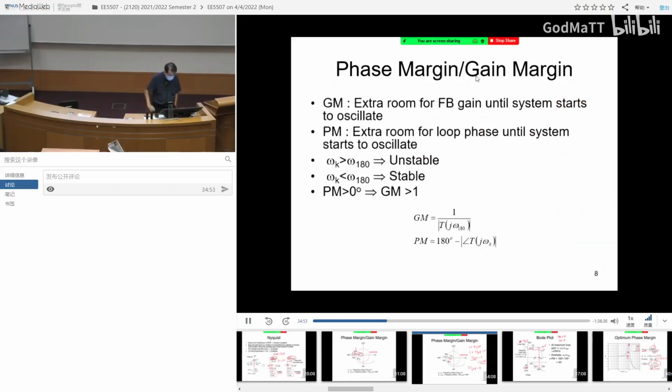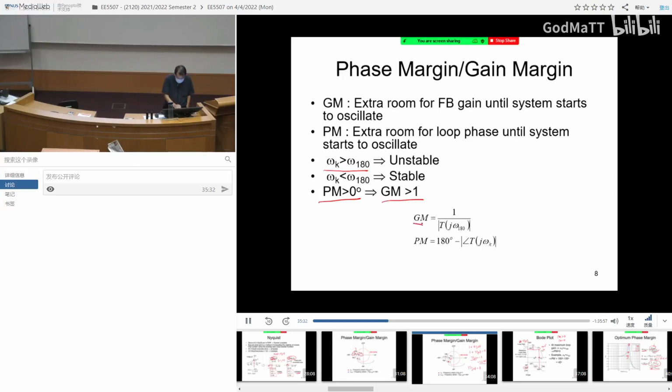So to summarize, the gain margin is the extra room for the feedback gain until the system starts to oscillate. So you measure how far it is from unity or from -1. The phase margin is again the same thing, extra room for the loop phase until the system starts to oscillate. So if ω_k is bigger than ω_180 degree, unstable. If ω_k is less than ω_180 degree, it is stable. In other words, phase margin bigger than 0 degree, stable. Gain margin bigger than 1, also stable.